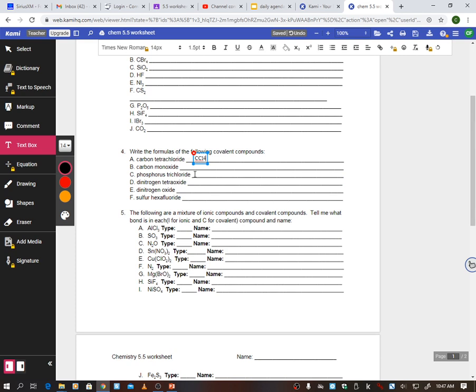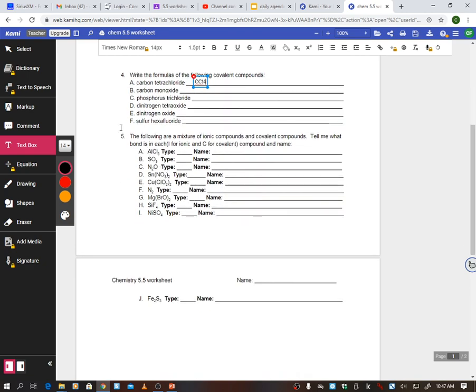Phosphorus trichloride is PCl3. Dinitrogen tetraoxide is N2O4. Dinitrogen oxide is N2O. Sulfur hexafluoride is SF6.